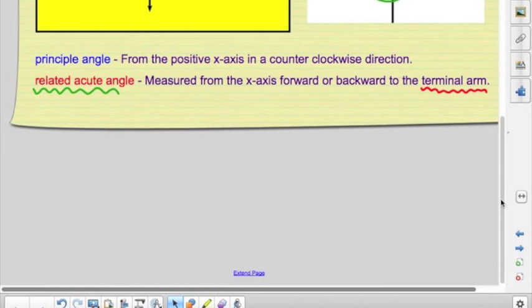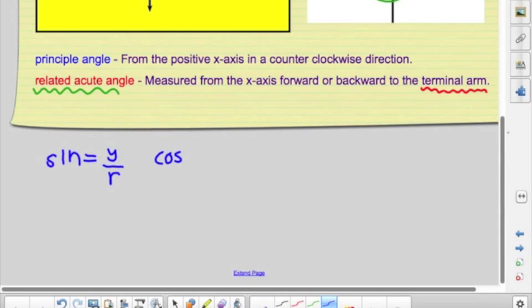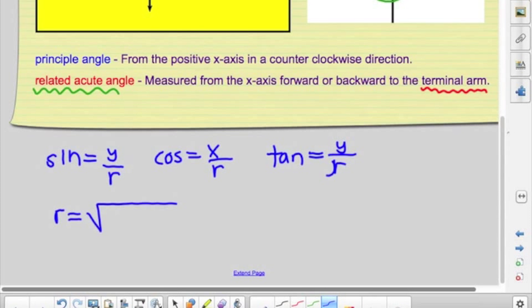Okay, so your sine function, which is opposite over hypotenuse, is also going to be represented as y over r. Your cos function, adjacent over hypotenuse, is going to be x over r, and your tan function, opposite over adjacent, is y over x.